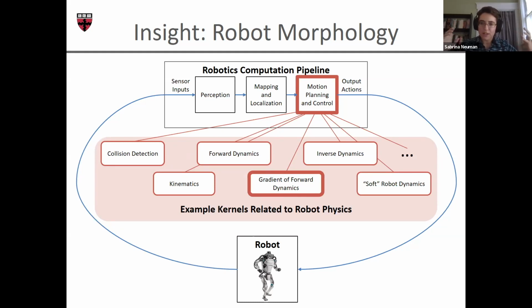You can imagine that the robot's motion is tied a lot to the robot's physics. And this occurs in a lot of these different computations you have to do when you're considering the robot's motion. So the one we're going to focus on today is the gradient of forward dynamics, but there's also inverse dynamics, there's kinematics, collision detection, and of course, soft dynamics, and so on and so forth. A lot of different algorithms that have something to do with the robot's physical being.